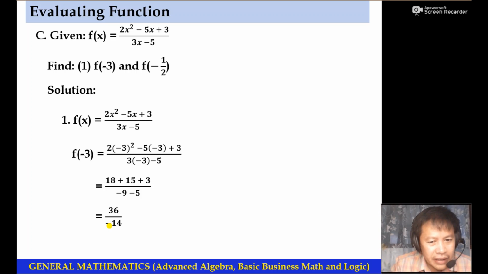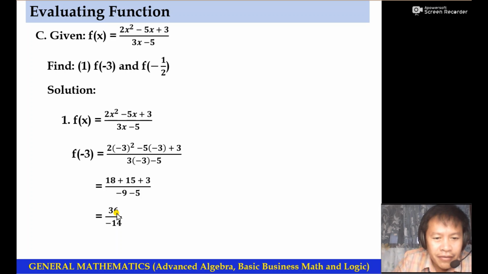Take note, rational and irrational. When you say irrational, this is a number that cannot be written as a fraction. So when you say fraction, our numerator and denominator are integers. Okay, but this is rational. You reduce this to lowest terms.